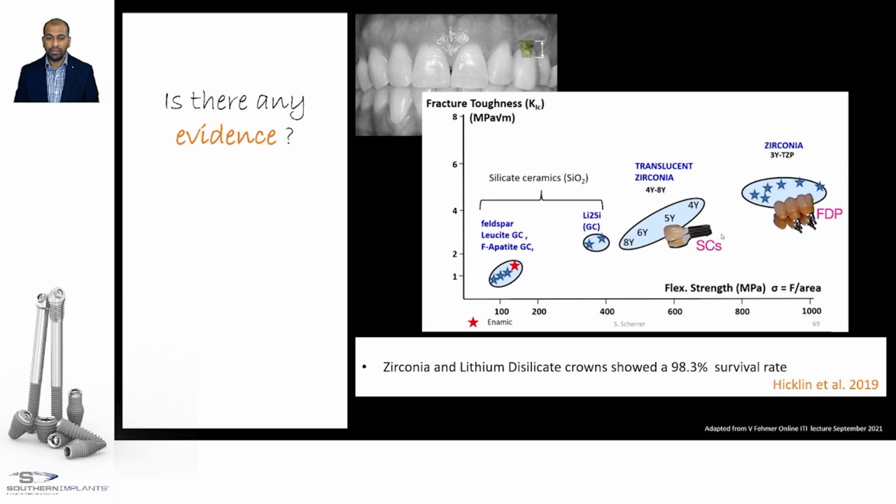The group from Geneva has done some good research to look at the differences between zirconia and lithium disilicate cemented onto titanium base abutments. They found that there was very little difference between the two if the right protocols were employed, with up to a 98.3% survival rate.